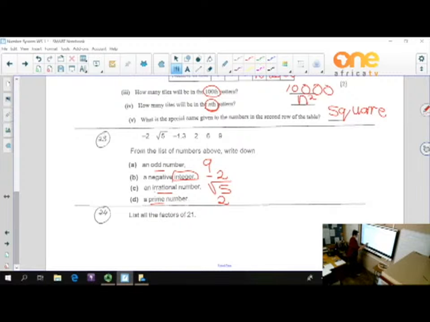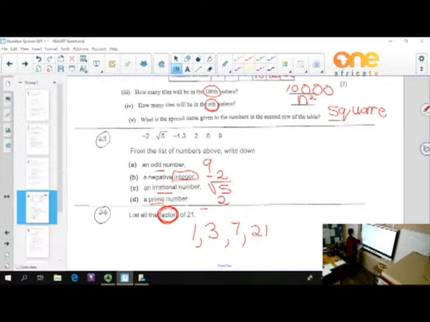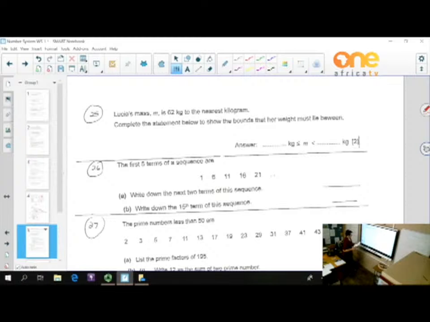Here, list all the factors. Factors is something small that I divide. So it is numbers that can divide into 21. So it will be 1 and 21. I start there with 1. 21 divided by 1. 21 divided by 2. No, that's impossible. 21 divided by 3. How many times? 7. And there is then my list of factors of this one. Right, question 25.